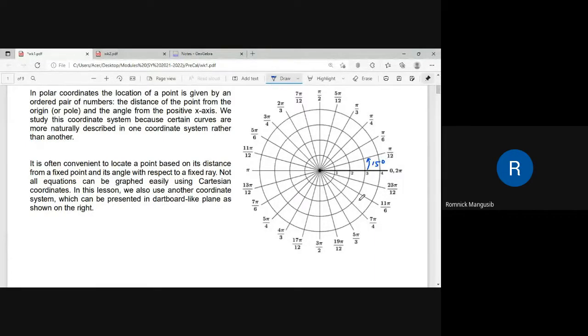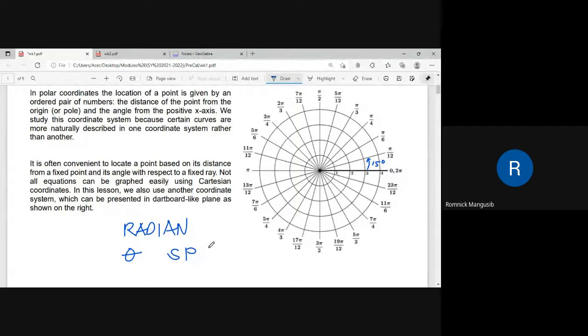But then when we talk about polar coordinates, we always have radian. Take note of this. And the coordinates, the theta, the angle, must be in standard position. That is automatic. This is in standard position.